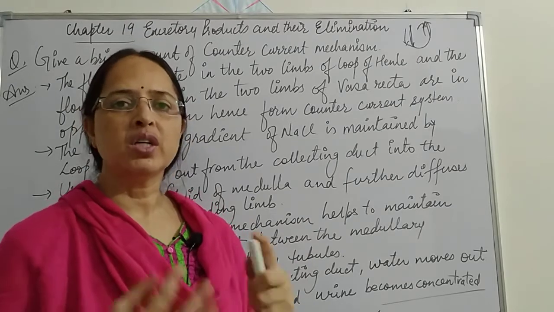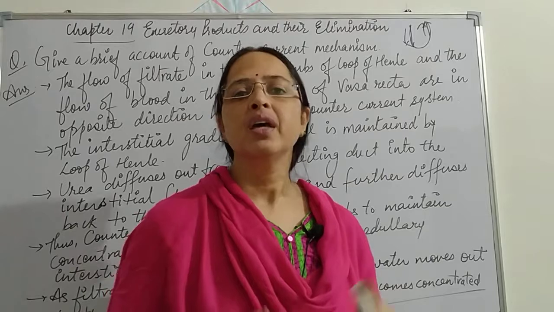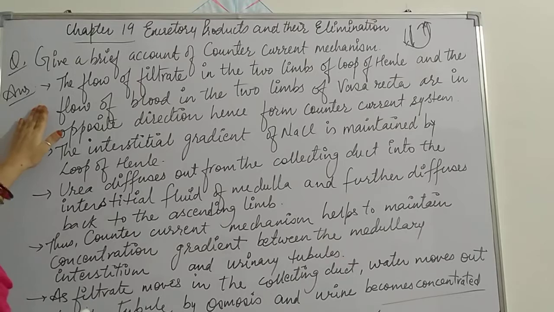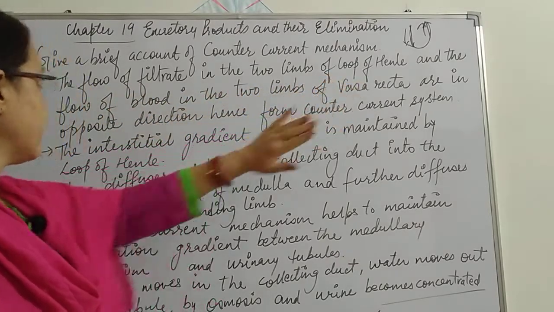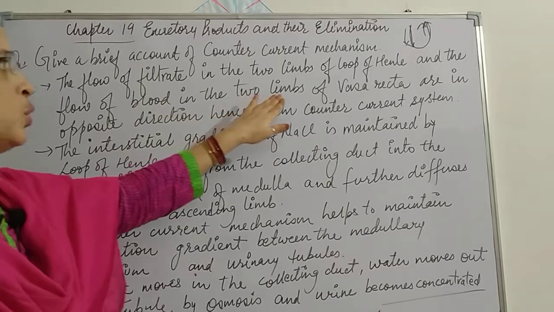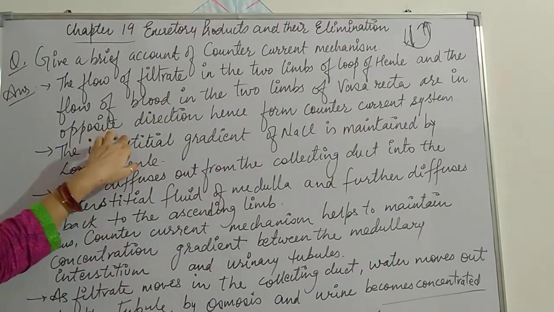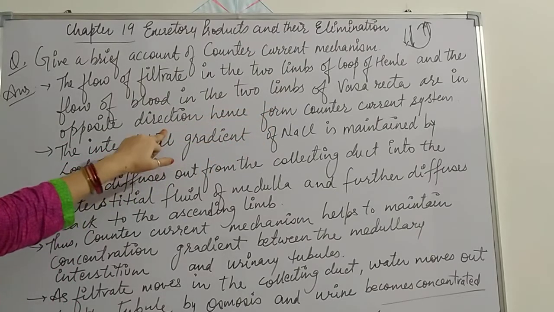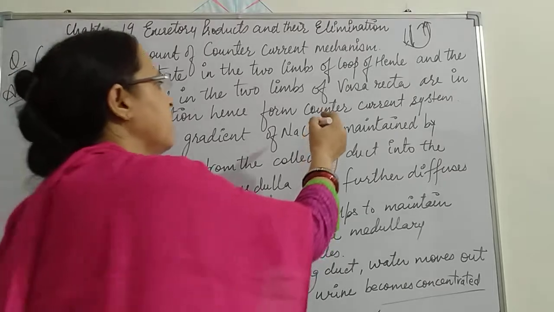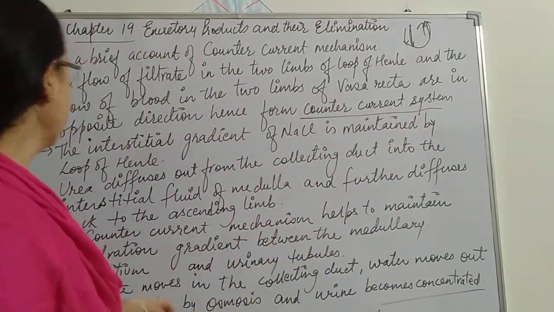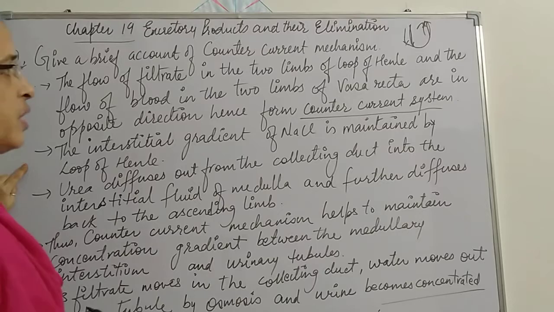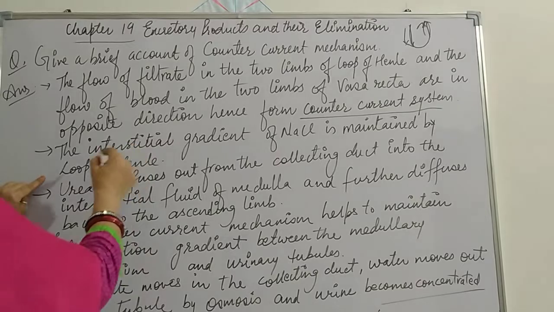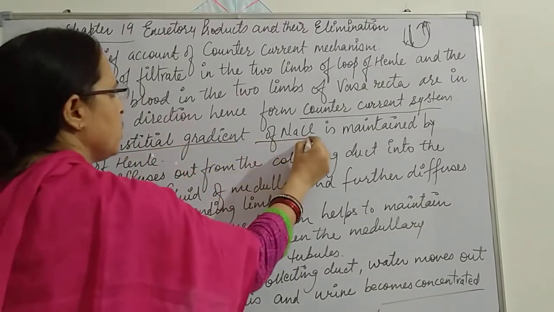Now what is the use of this counter current system in the filtration process? Have a look over here. The flow of filtrate in the two limbs of the loop of Henle and the flow of blood in the two limbs of the vasa recta are in opposite directions, as I just explained, so they form the counter current system. The interstitial gradient of sodium chloride is maintained by the loop of Henle.